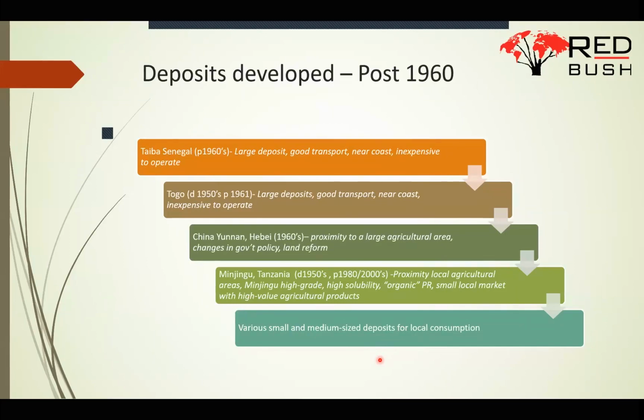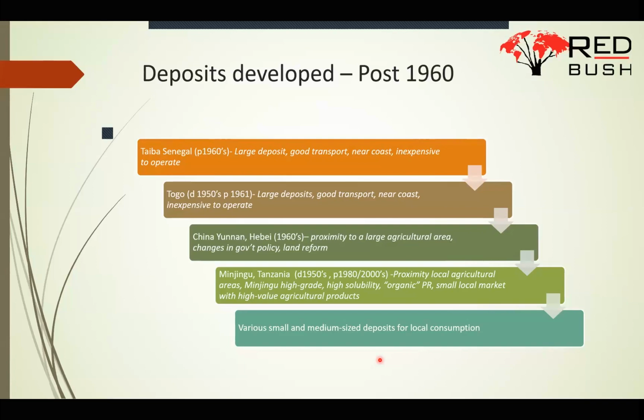Taiba in Senegal, which is a very large sedimentary deposit. It's got good transport. It's just a little bit north of Dakar, which is a major West African port. It has very low OPEX and capex. Togo, same thing. Togo has, as Mark said, some problems with the cadmium, but it's a very large deposit. Again, good transport. It's near the coast, and the operating costs have not traditionally been that high.